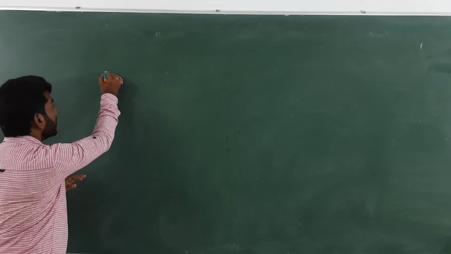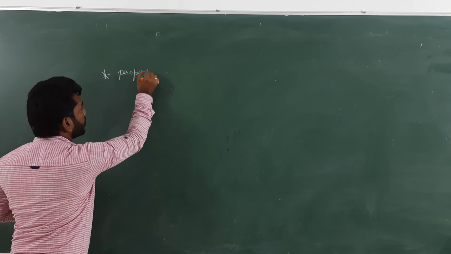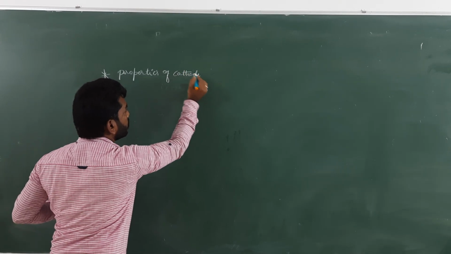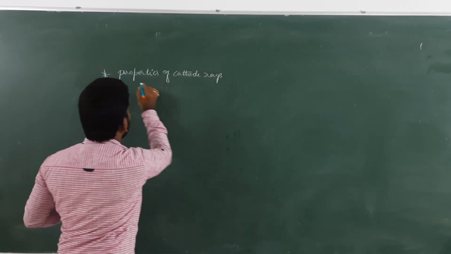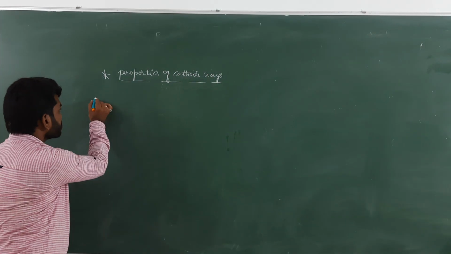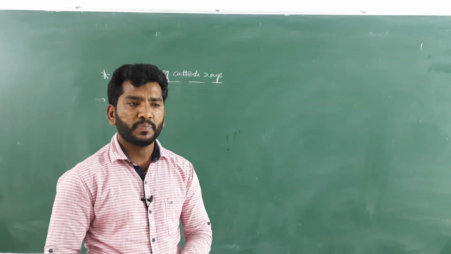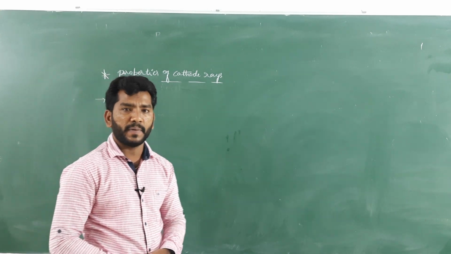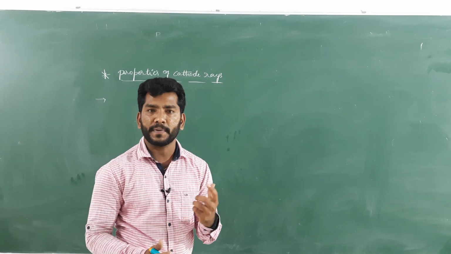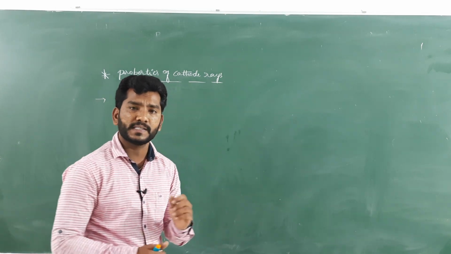So let's concentrate here, guys. Properties of cathode rays. We have discovered electrons with the help of the discharge tube experiment. In this case, those cathode rays can exhibit some important properties. So what are the properties that could be exhibited by the cathode rays? We'll discuss them one by one.